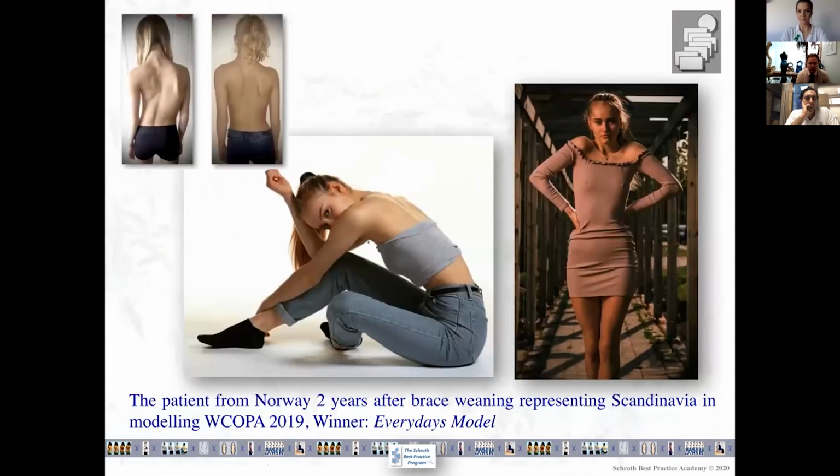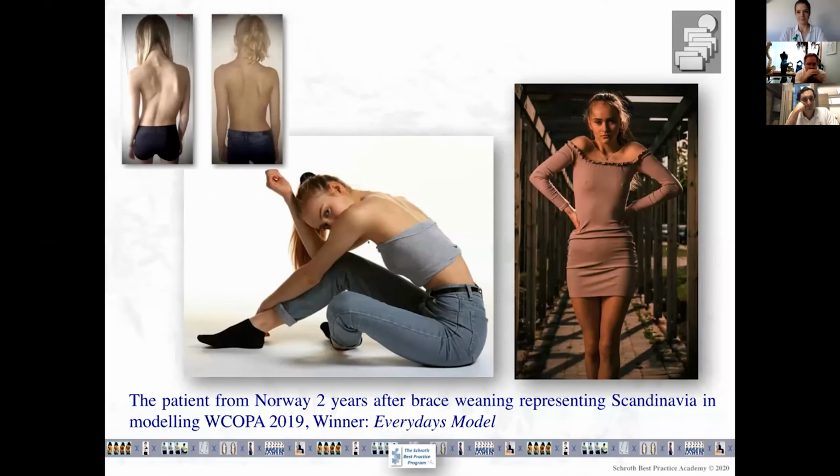And at the end, I want to share some information on quality of life. This is a lady from Norway. This is her on the top. You can see her initial situation and intermediate result. And at the end, she's a performance dancer. And this result is 2 years after weaning of the brace. And last year, she was a winner of Everyday's model.